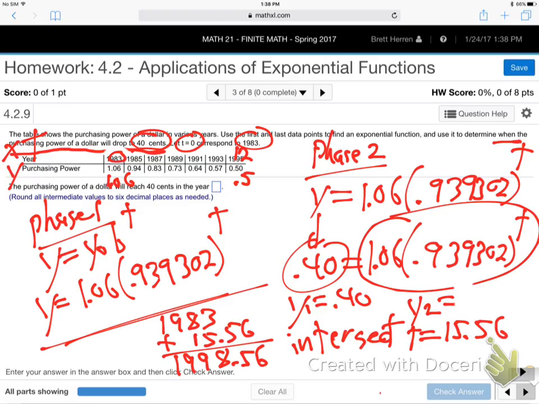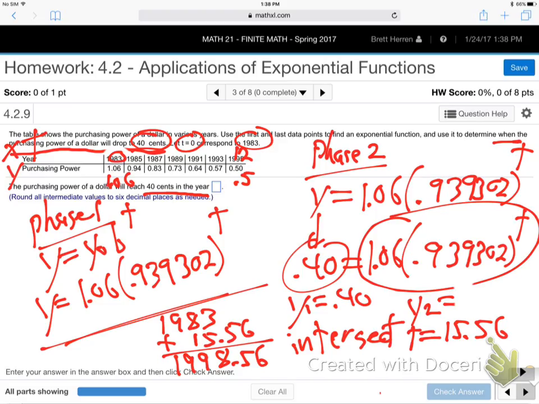1998.56. So what is that? Is that 1998 or is that 1999? Well, I'm not sure what they're going to do. If they're being good about it, what was their question? The purchasing power of a dollar will reach 40 cents in the year. Yeah, the answer is going to be 1998. I'm not going to round that up to 1999.